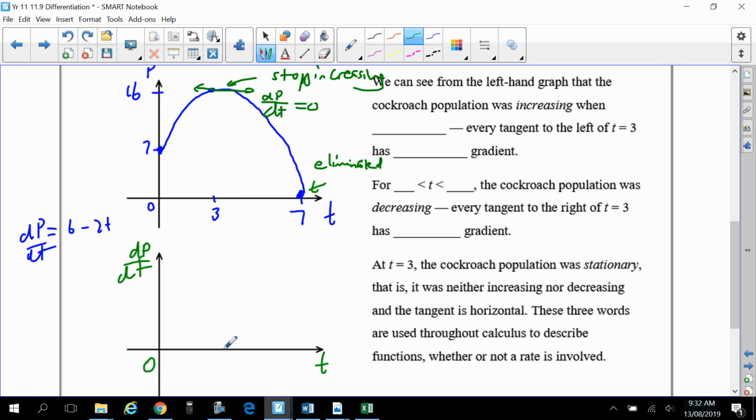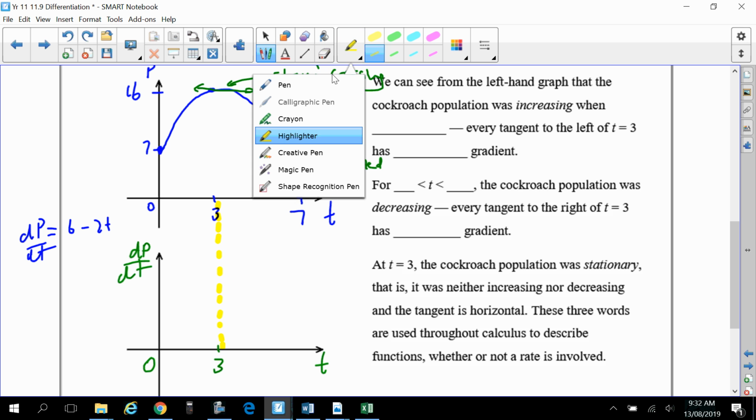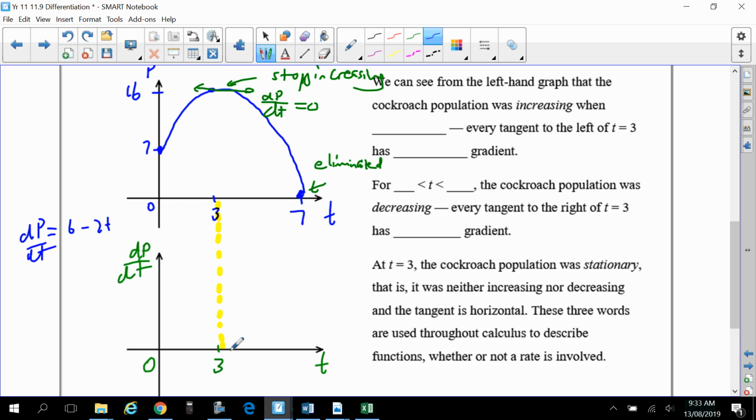So the derivative is 0 at 3, right? At 3, I use a highlighter, this one, actually yellow. At 3 it is 0, and before that it's going to be greater than 0. What was the initial rate? 6 million cockroaches per month, right? Remember we got that in part B. That's 6 million cockroaches per month.